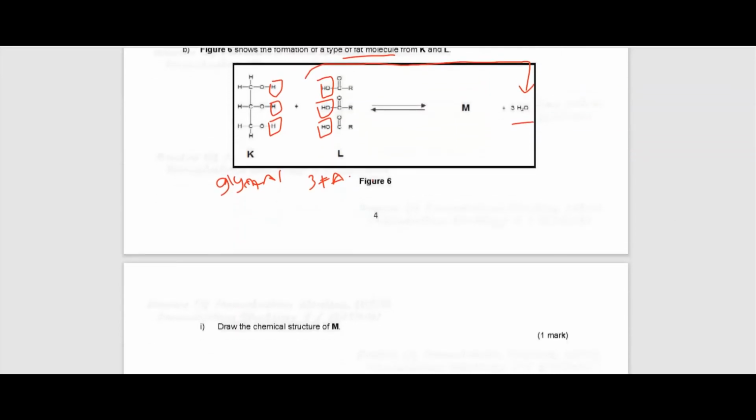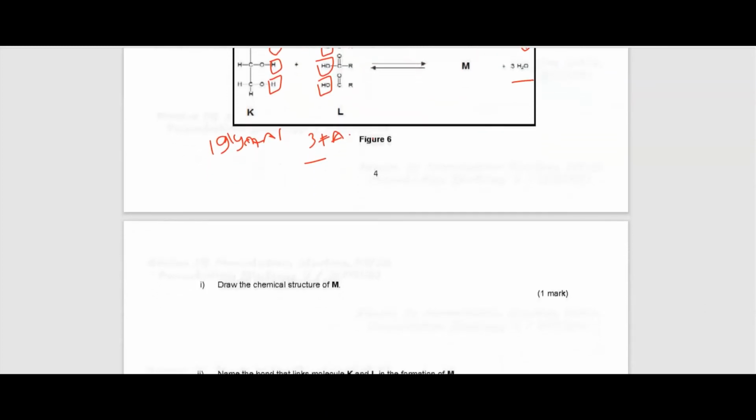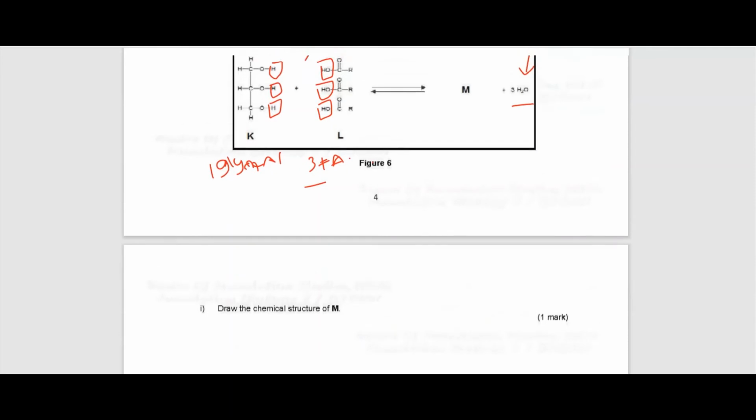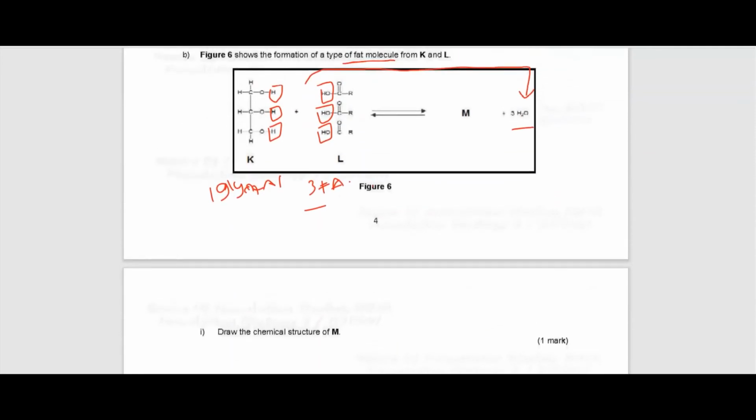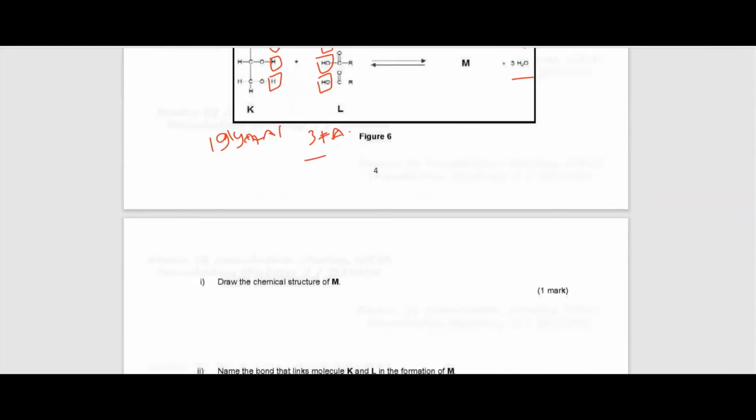Okay, so to produce 1 molecule of triglyceride requires 1 molecule of glycerol and 3 molecules of fatty acid. So the question asks you to draw the chemical structure of M. So you just join the 1 molecule of glycerol and 3 molecules of fatty acid together, where when you join the glycerol to the fatty acids, you have to join the oxygen to the carbon. Okay, so it is something like this.